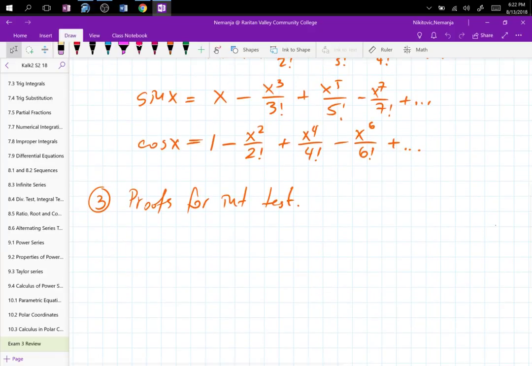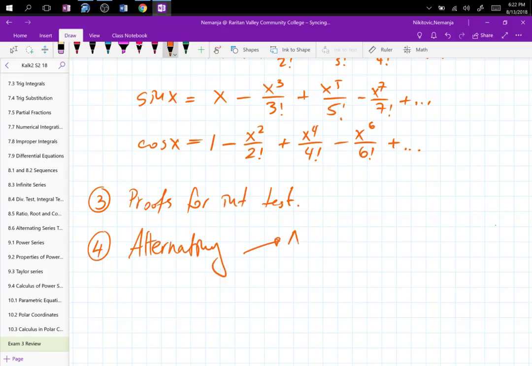Proofs for integral test, make sure you have all 3, right? Number 4, what else is important for the test? Make sure that you're alternating goes into AC or CC, right?